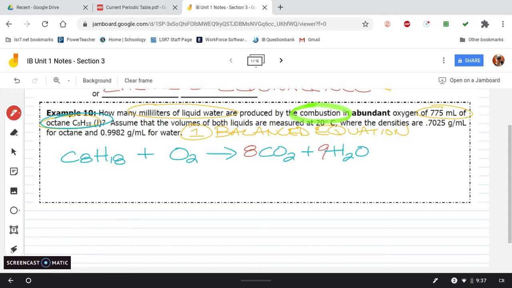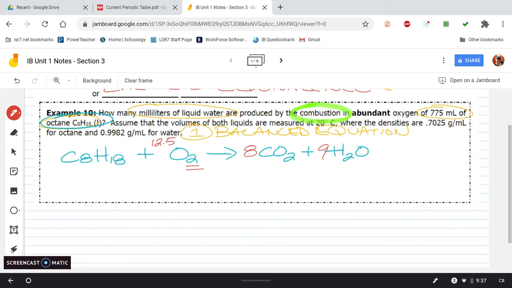And then I'm going to come over here and I'm going to say, okay, 2 oxygens on the left. And then I've got 16. So 8 times 2 is 16. And then 9 times 1 is 9. So 16 plus 9 is 25. Okay, so let's go over here. We need 25 on the left. So you got 25 on the right, you need 25 on the left. So what's half of 25? Half of 25 is 12.5.